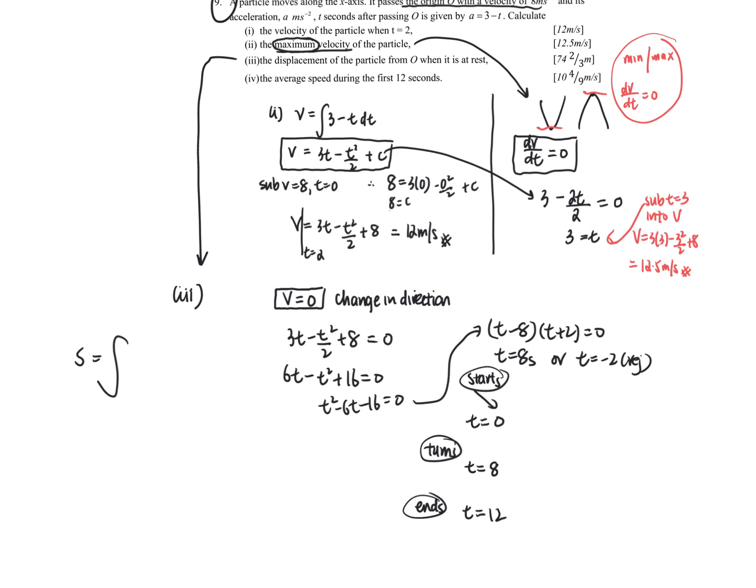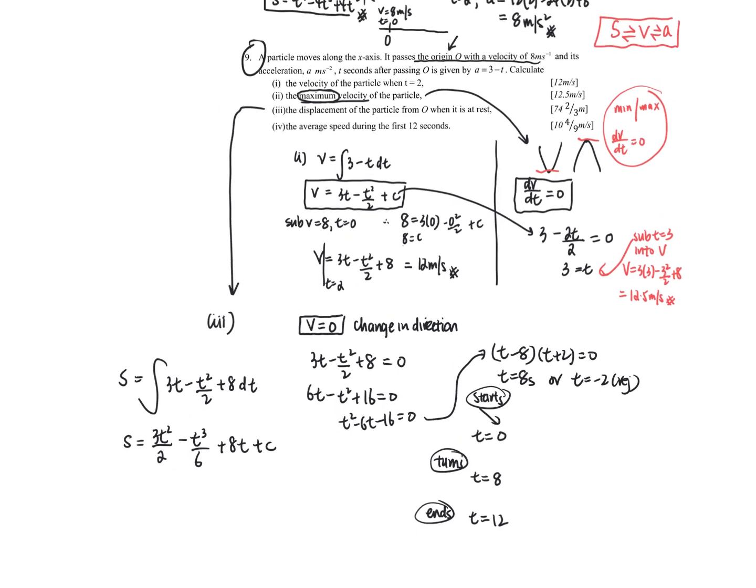Integrate velocity. So let's go and integrate this first. Add 1 to the power, divide by new power. Add 1 to the power, divide by new power, plus C. Okay, so same thing at the start. They already tell you it passes through the origin with velocity 8, and it is when t is 0. Pass through origin means at that point you will add the origin. So you sub in S as 0, T as 0. Actually, C happens to be 0 in this case. So this is your expression.